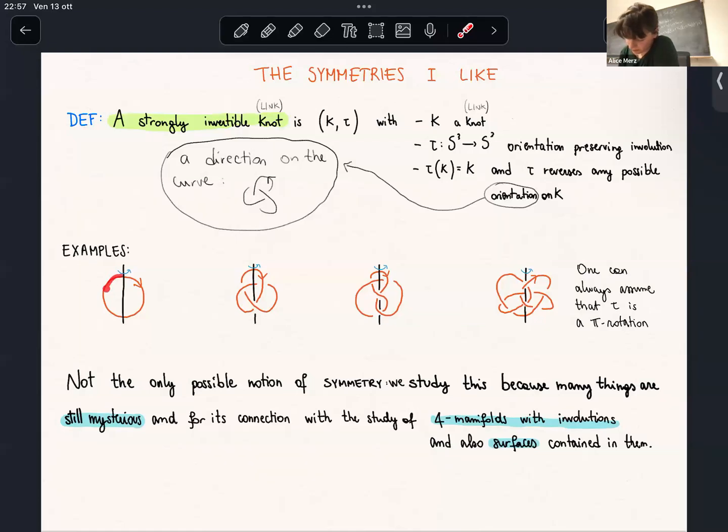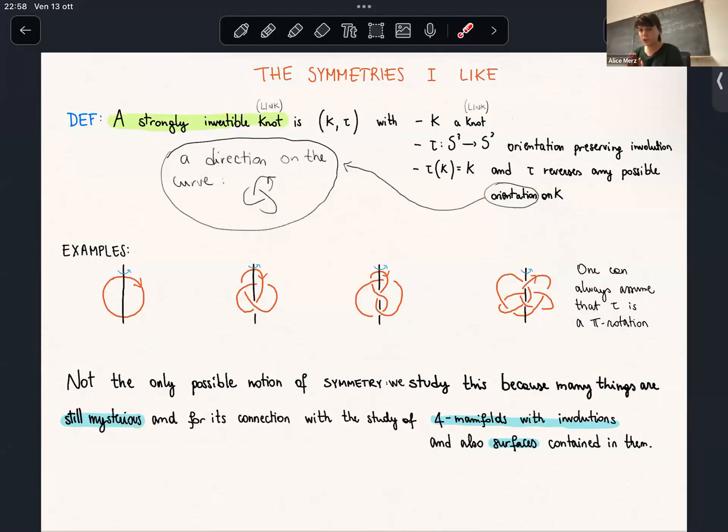So we have, of course, the trivial knot, which is very symmetrical and is preserved by the rotation of 180 degrees around this axis, as you can see. Also, the trefoil knot is strongly invertible, and we can just as well rotate 180 degrees around that axis, and we still obtain the trefoil knot. And here I do some more complicated examples as well. And actually, these examples are satisfactory because one can always think that tau is a 180-degree rotation around an axis. That's always more or less the case.